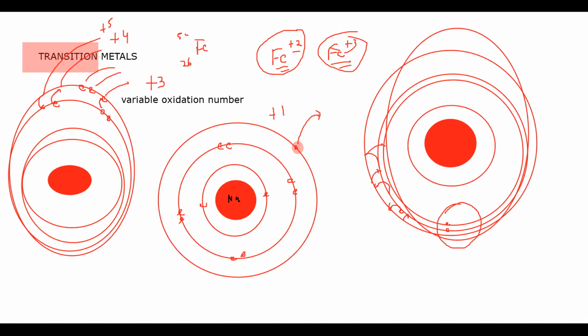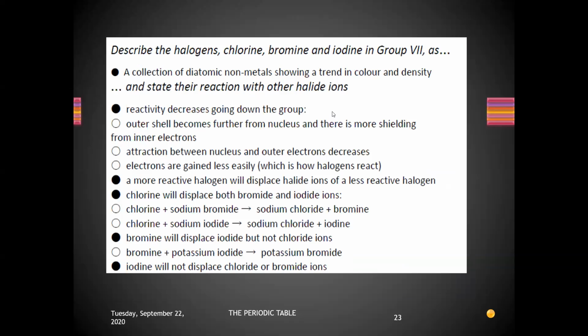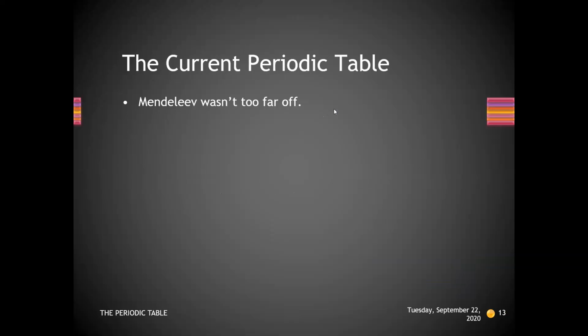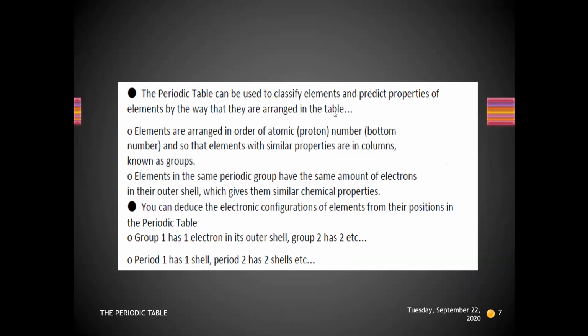Because they have variable valencies or variable oxidation numbers. Why? Because they don't have a fixed number of electrons in the outermost shell, and electrons are free to jump from shell to shell. It does not have a fixed group. That's why when I showed you the position of the transition metals, I did not mention that they belong to group 1, group 2, group 3. They are just placed and their group number is not specified.